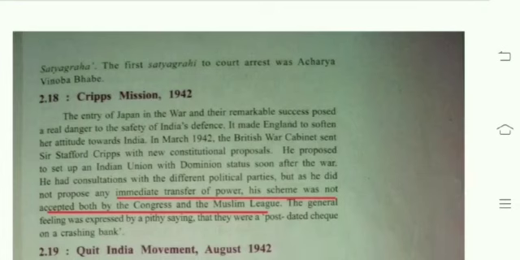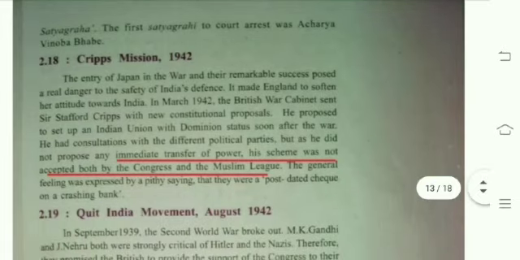And after this we have the Cripps Mission, 1942. The British government sent the Cripps Mission to India to secure the wholehearted support of Indians and the Indian political parties in the British war efforts of World War II. That means the Cripps Mission was sent to India because India's support was needed in World War II. It was proposed that India would be given dominion status, but that the transfer of power would be given directly was not included anywhere. Therefore, both the Congress and the Muslim League rejected this proposal and said that it was a kind of post-dated cheque.